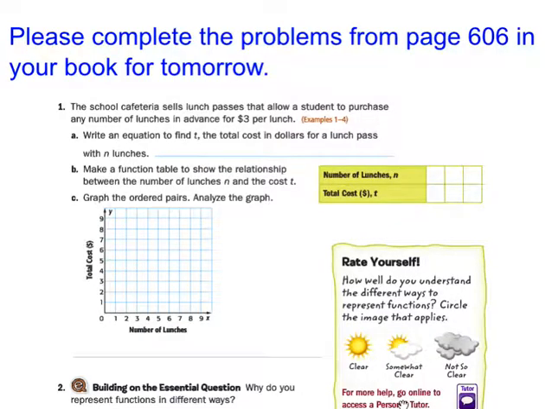Please complete the problems from page 606 in your book for tomorrow. This is what they look like. Please make sure that you have your book, and also make sure that you guys are writing neatly in your book.